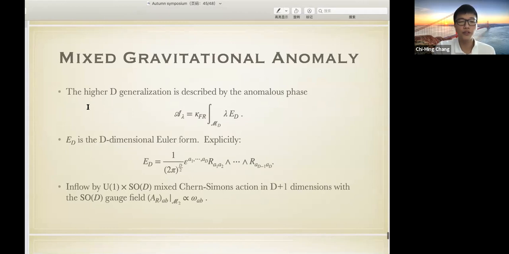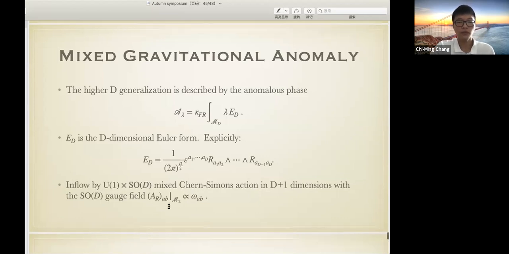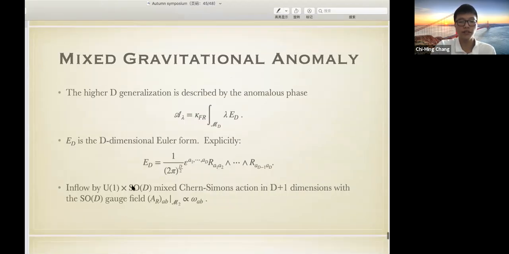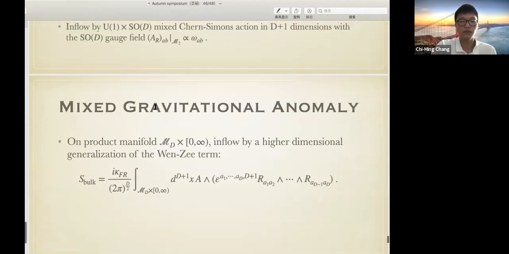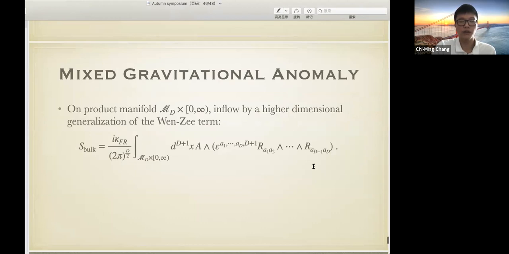And about the mixed gravitational anomaly, there's a higher dimensional generalization that's basically given by this anomalous phase. Lambda is the U1 gauge parameter, and E_d is the d-dimensional Euler form that's explicitly given by the epsilon symbol, epsilon A1 to Ad, contracted with a bunch of curvature 2-forms. This anomaly can also be inflowed by a U1 times SOd mixed Chern-Simons action, with the SOd gauge field being identified with the d-dimensional spin connection on the boundary. This way of inflowing is the relativistic inflow. There's also a non-relativistic inflow by a higher dimensional generalization of Wen-Zee terms.